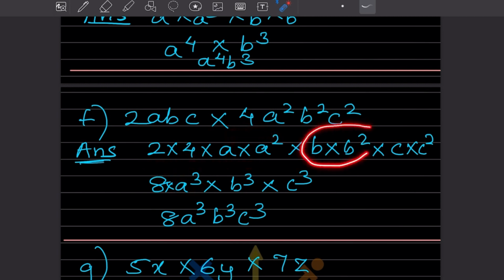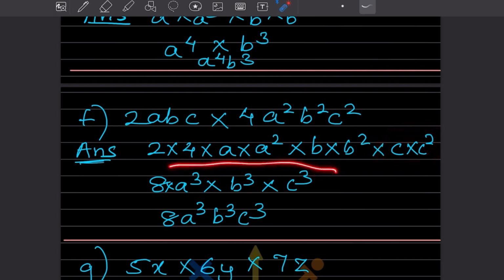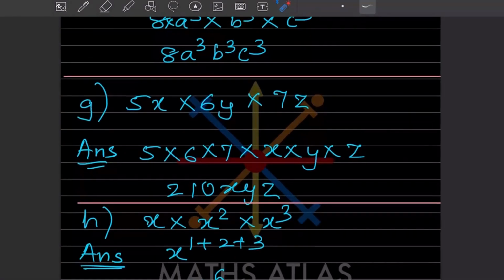Again, we will take b together. This is 1. 1 plus 2 is 3. So this is b cube. c means c1 into this, so that is c cube. So again, we'll remove the multiplication sign. So it is a cube, b cube, and c cube. Now we'll go for the next one.